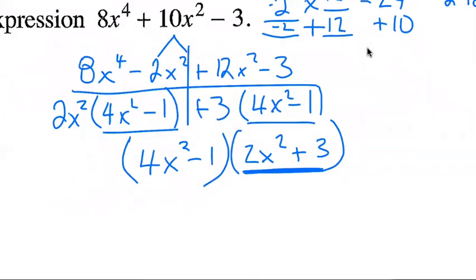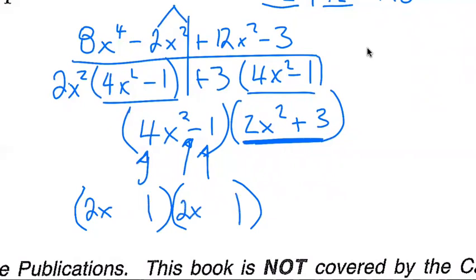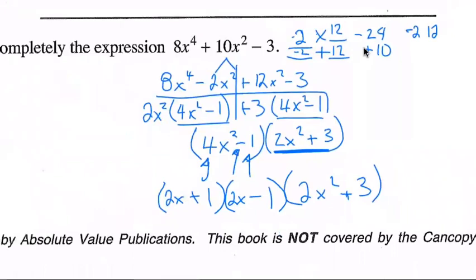Do my last double check again, making sure that nothing is going to factor further. This is not a difference of squares because there's a plus sign. This 4x squared is a perfect square, and 1 is a perfect square, separated by a minus. So this is a difference of squares. Straight to my brackets. Square root of 4x squared is 2x. Square root of 1 is 1. One's plus, one's minus. Don't forget, we had that other factor as well. Okay, that's fully factored.